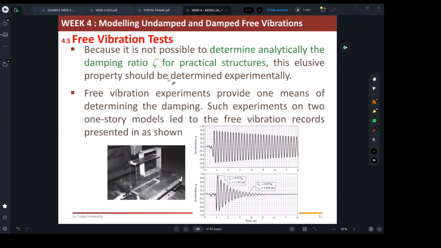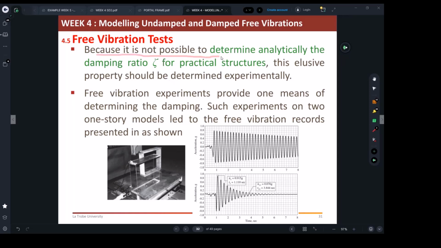Okay, section 5, free vibration. This is where I'm talking to you about a real application for the knowledge we talked about. A free vibration test is a real application for dynamic engineers to employ in answering real questions using the theories we talked about.